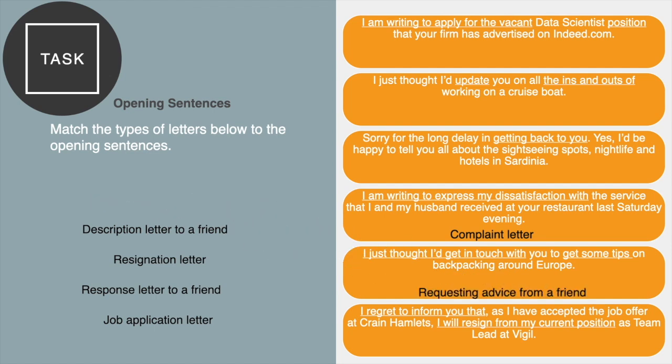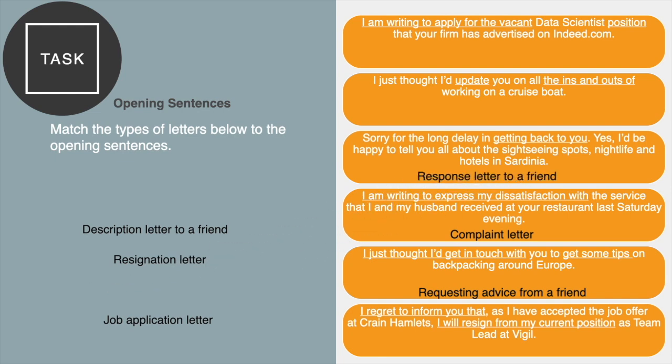Requesting advice from a friend. I just thought I'd get in touch with. Now, we know that this is a friend, as the phrasal verb get in touch is colloquial, and get some tips is an informal way of saying receive some advice.